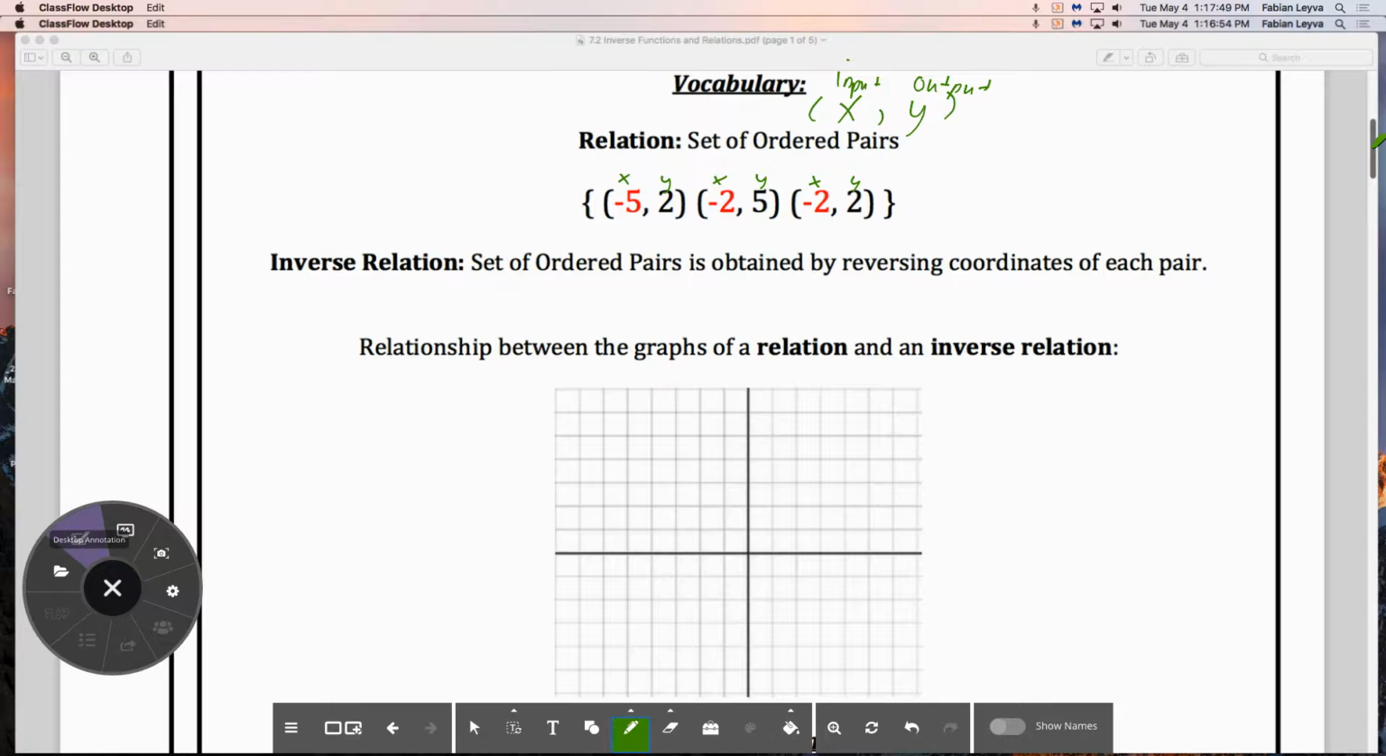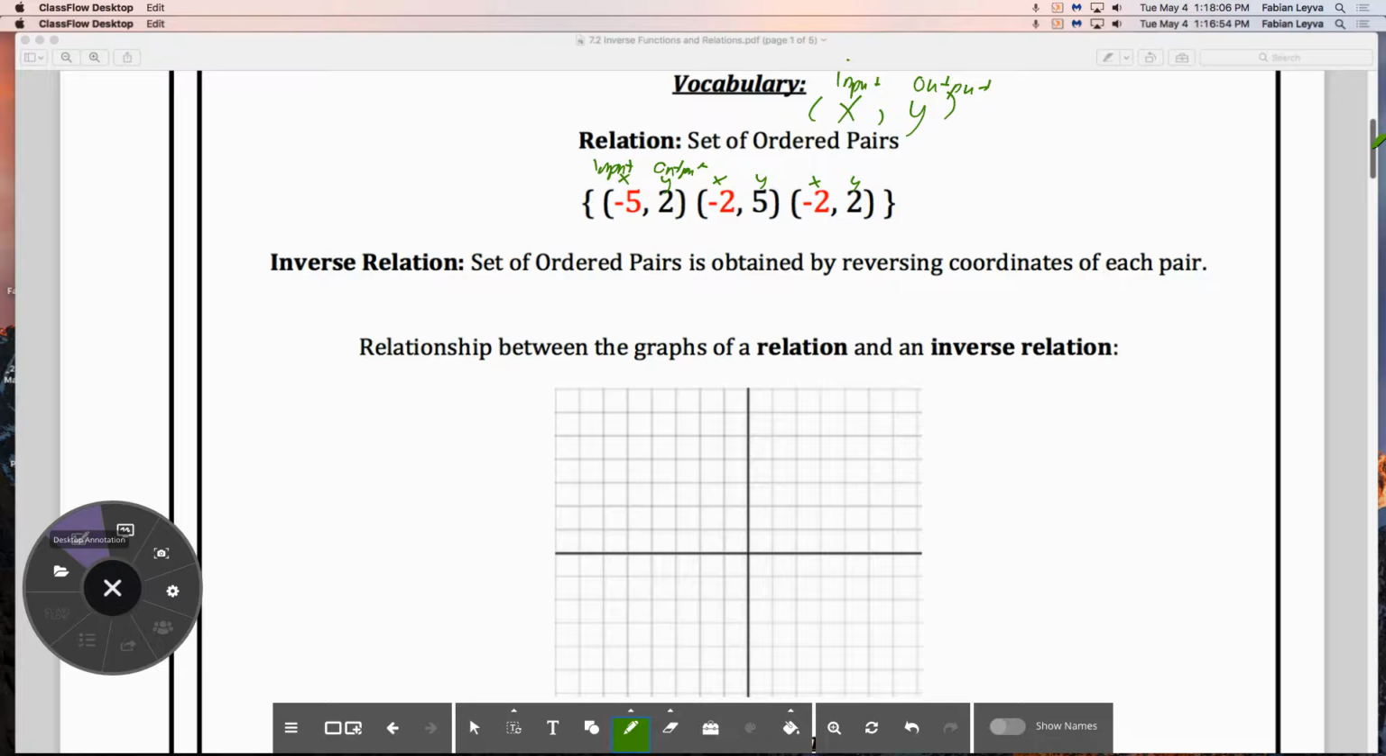It means that when you plug in a -1, when you input it, you're going to get an output of 2. When you input a -2, you're going to get an output of 5. When you get an input of -2, you're going to get an output of 2, depending on a different situation. We'll talk about functions later.